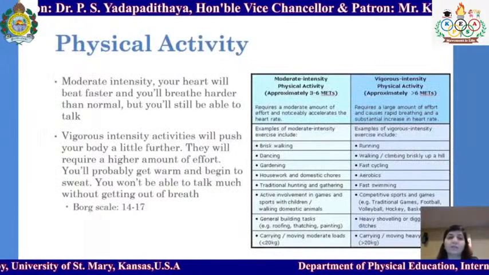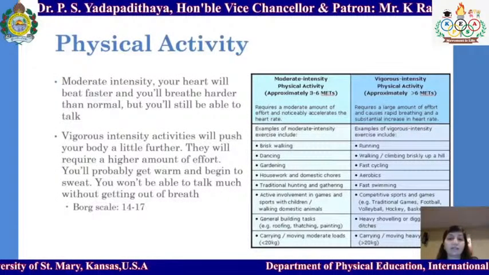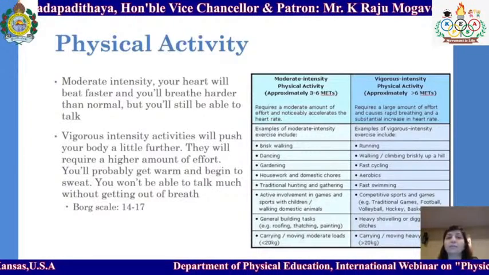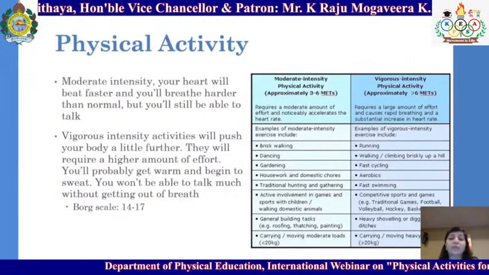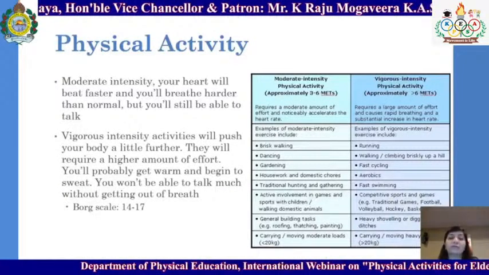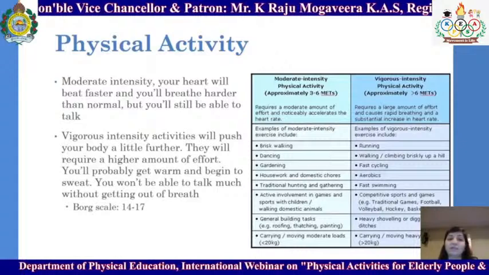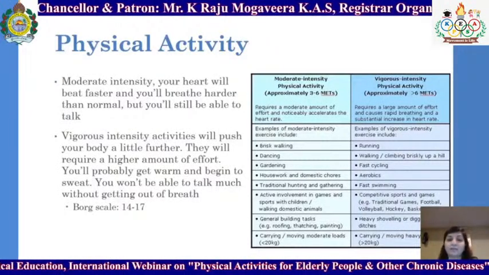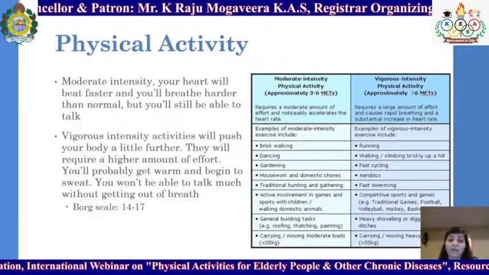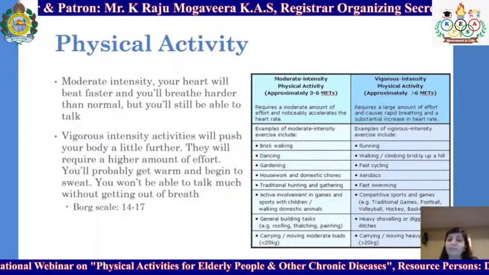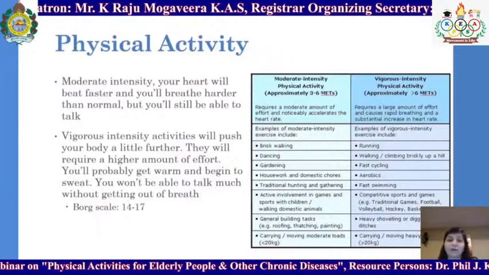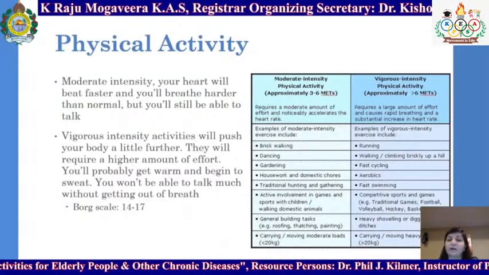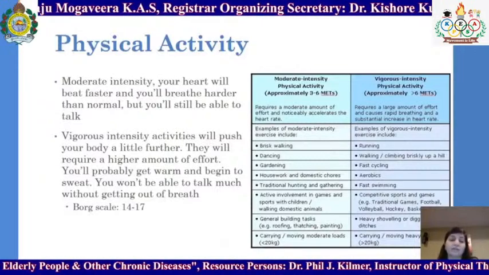Now for weight loss, we talked about moderate intensity exercise as well as vigorous intensity exercise, whichever is possible. Moderate will make you breathe harder, but you'll still be able to talk. But vigorous intensity exercise will push your body even further, and you will begin to sweat, and you won't be able to talk much without getting out of breath. Here are some examples of vigorous intensity exercises: running, walking up or climbing a hill, fast cycling, aerobics, fast swimming, competitive sports like football, volleyball, hockey, and carrying or moving heavy objects. Those would be your vigorous activities.